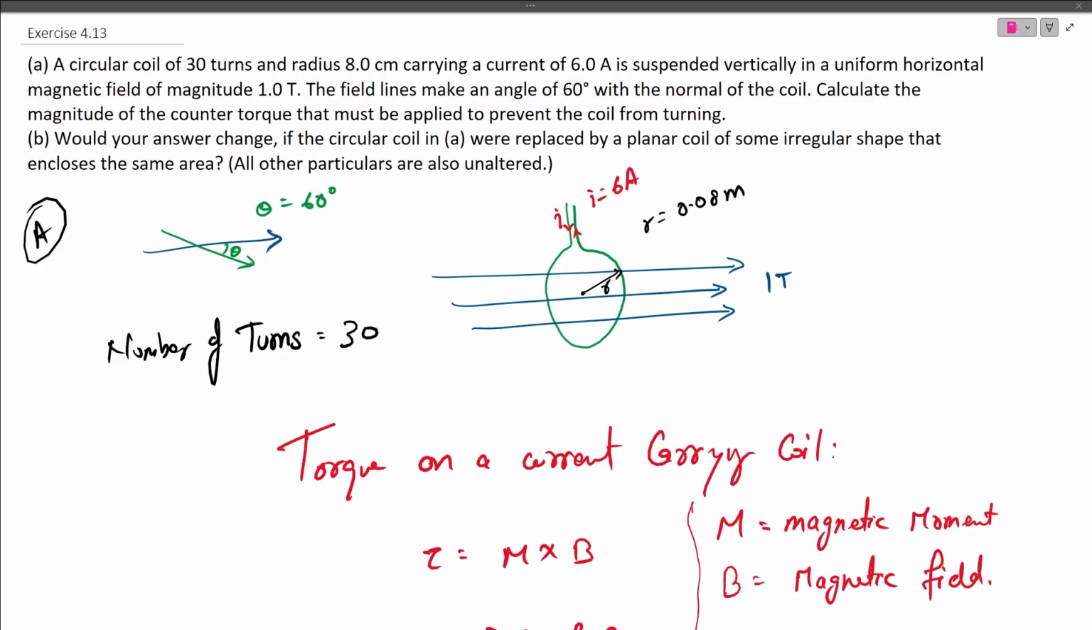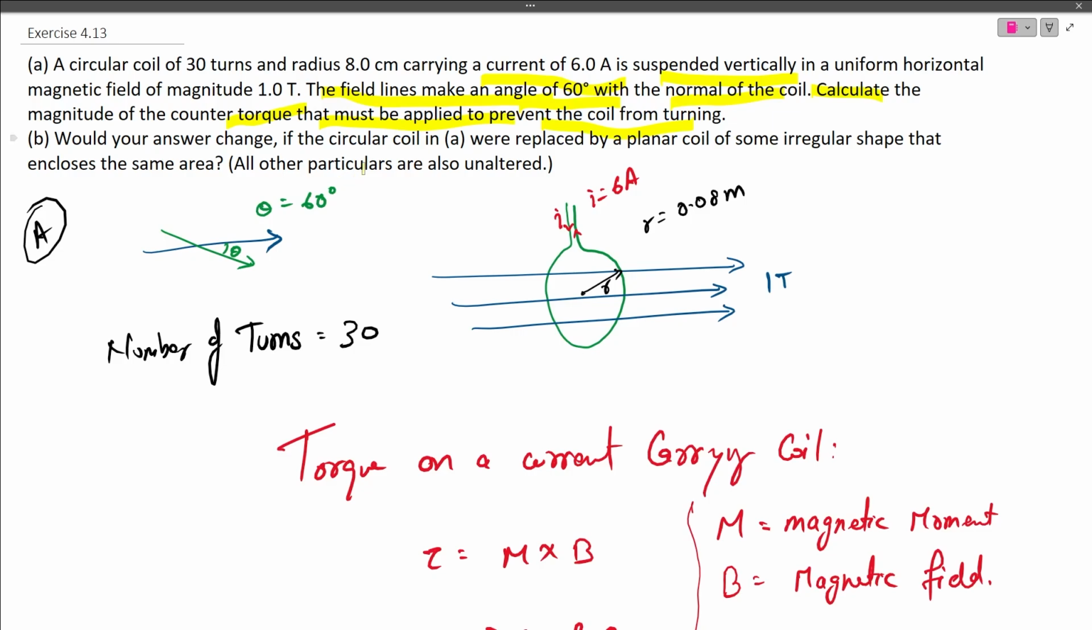The question says that a circular coil of 30 turns and radius 8 cm carrying a current of 6 ampere is suspended vertically in a uniform horizontal magnetic field of magnitude 1 Tesla. The field lines make an angle of 60 degree with the normal of the coil. Calculate the magnitude of the counter torque that must be applied to prevent the coil from turning.